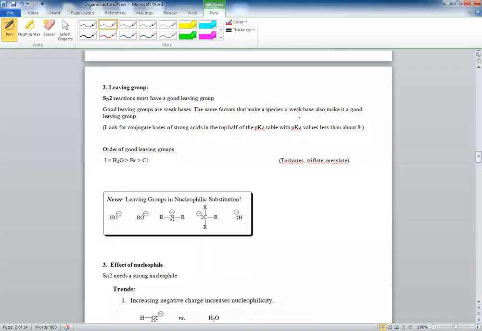Leaving groups, which are given the symbol Lg, or just L. SN2 must have a good leaving group, or the reactions must have a good leaving group. In fact, SN1 is the same. You always need something such as, in this case, a halogen that leaves readily on its own.